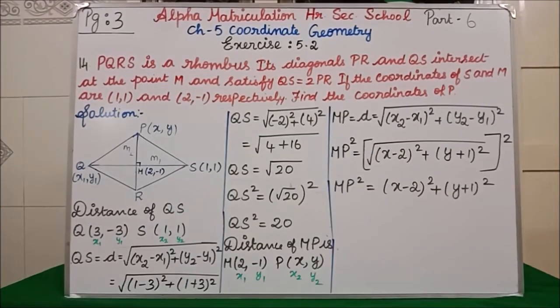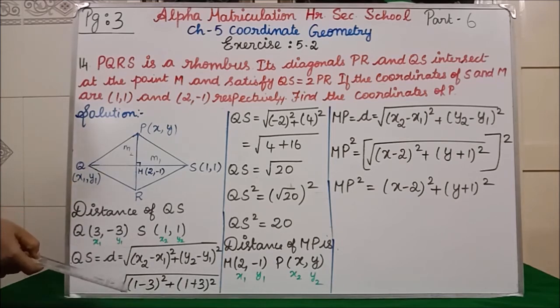In 14th question, we are now in page number 3. Now we are going to find the distance of QS. So, if you see, distance formula is what? x2 minus x1 whole square plus y2 minus y1 the whole square. Q point and S point we know. According to that, you take x1, y1, x2, y2.